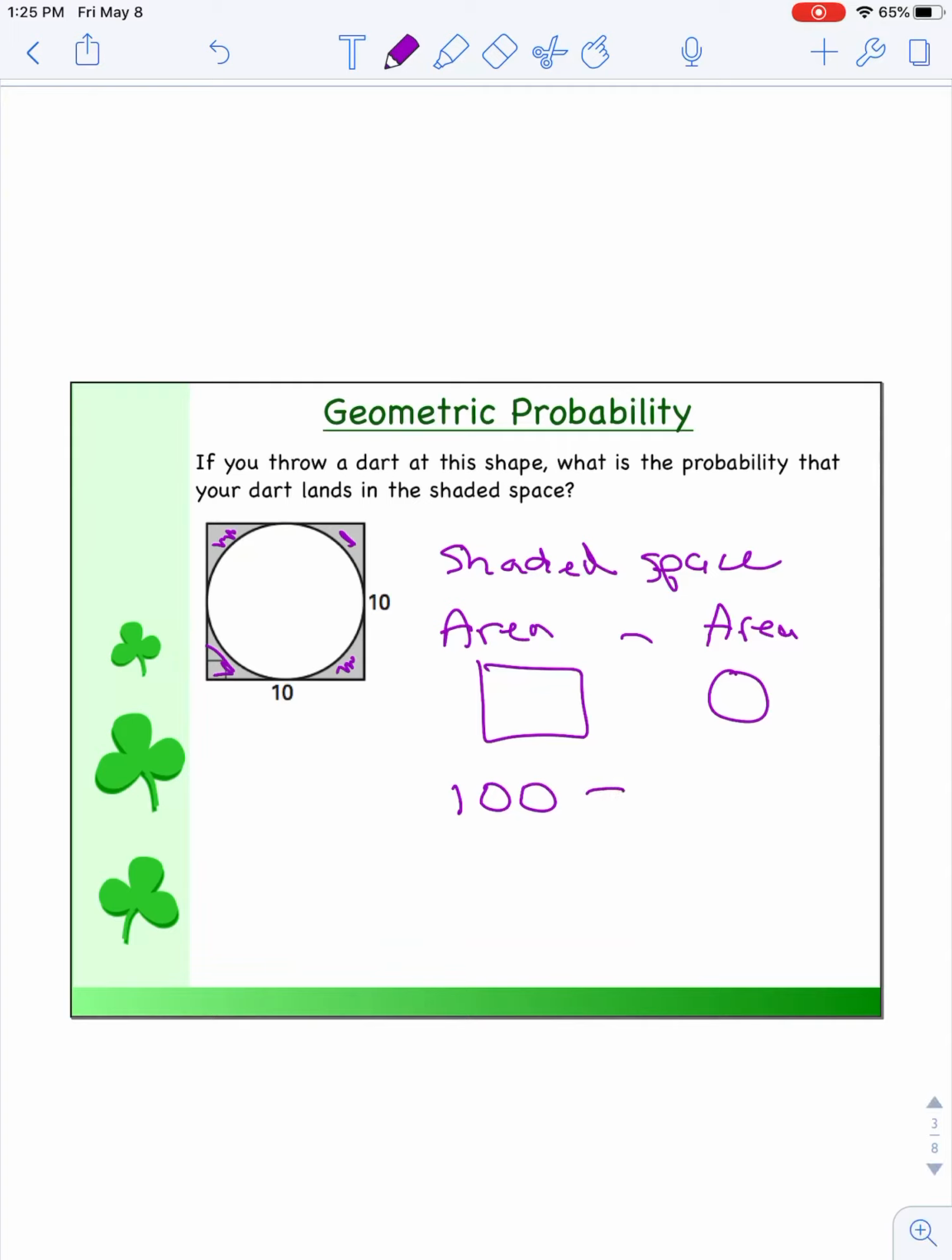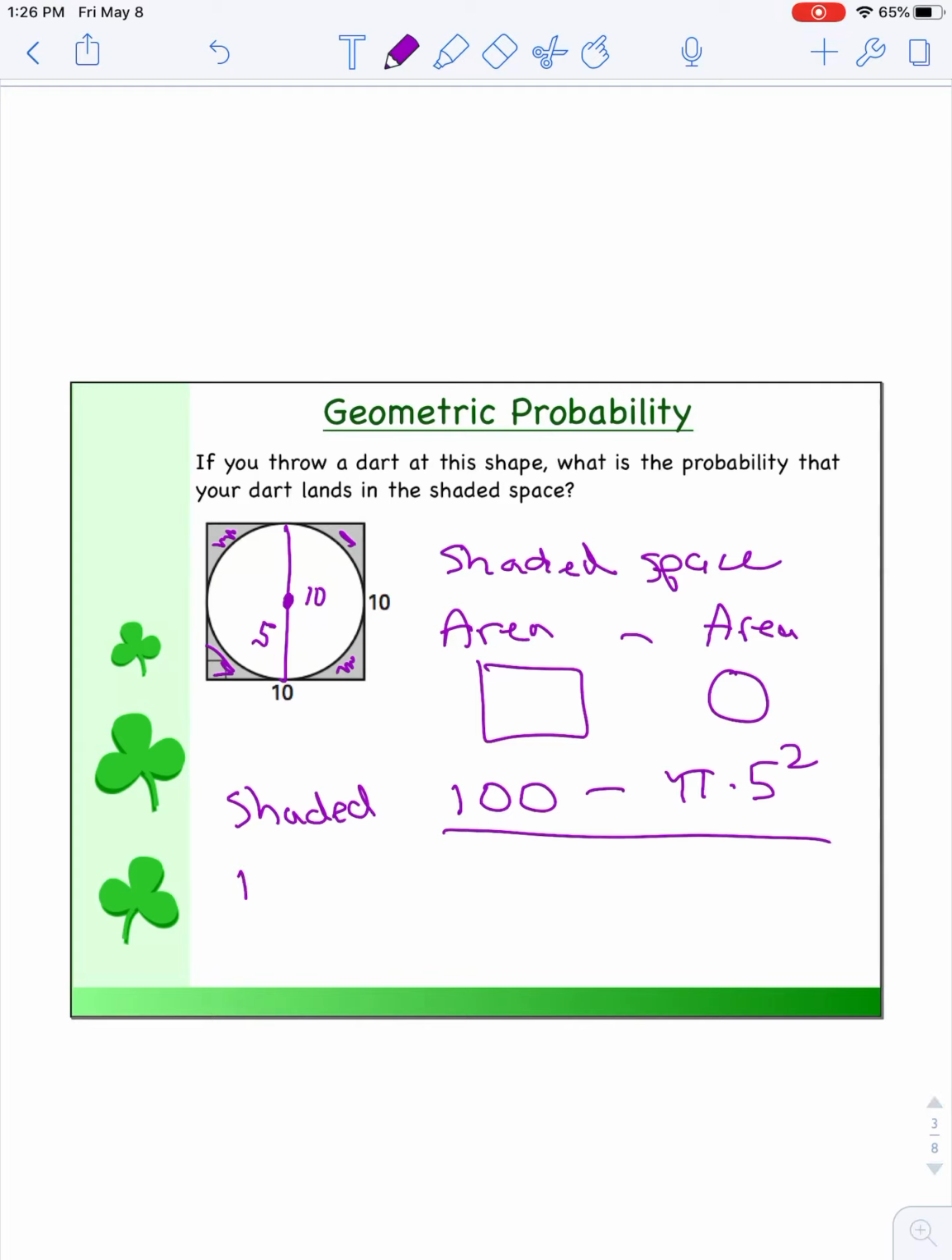We subtract the area of the circle. Well, some of you might be going, how do you find the radius or diameter? But remember, this is also 10 right here. So my radius is 5. That means the area of my circle is pi times my radius squared. So when I take 100 minus pi times 5 squared, okay, that is the area of my shaded.